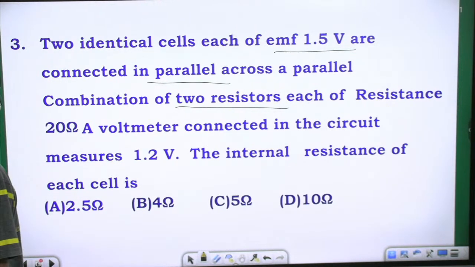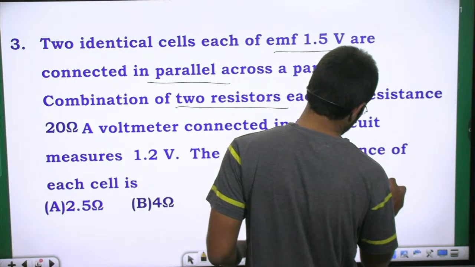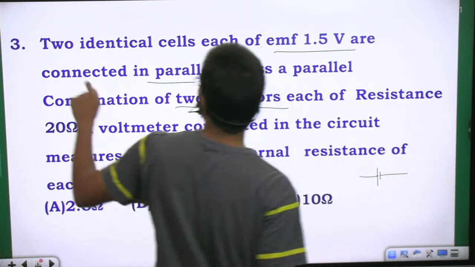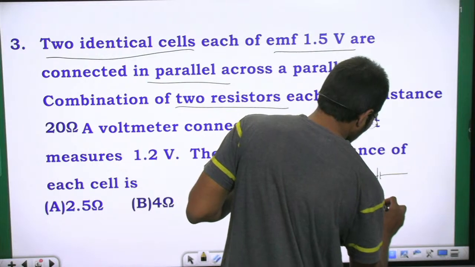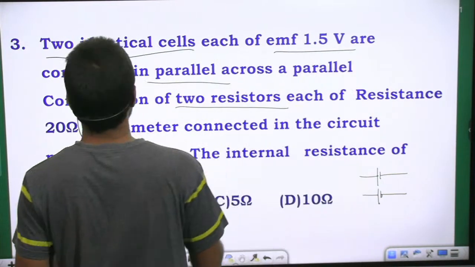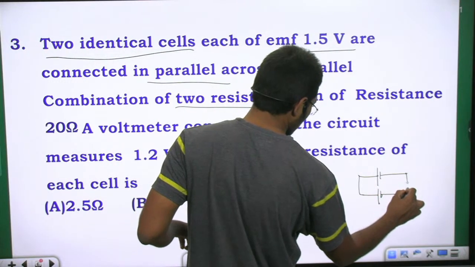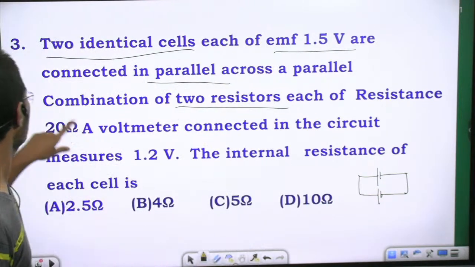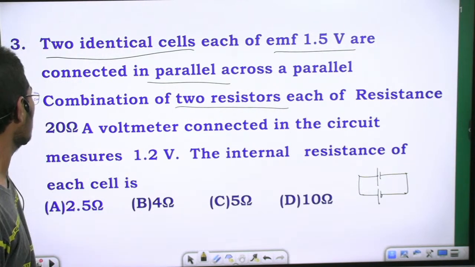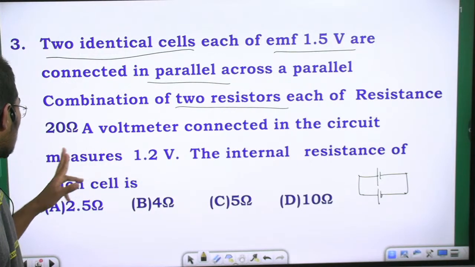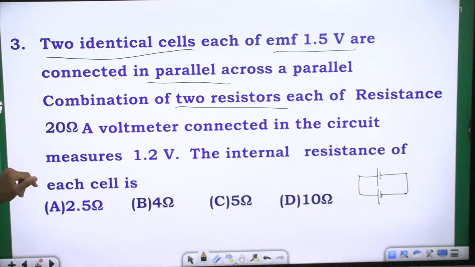Okay, let's try to draw the figure first. So what he's trying to say is that two identical cells are connected in parallel across a combination of two resistors, each of resistance 20 ohms. A voltmeter is connected in the circuit, and we need the internal resistance of each cell. The resistors are also connected in parallel.